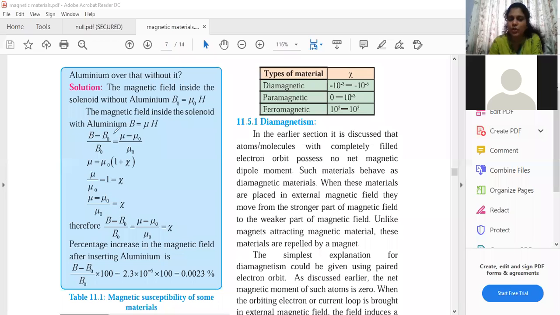And if I substitute all these formulas into this, that is B is mu into H and B naught is mu naught into H, I can take H common and cancel out, and this is what I get on the right hand side. So for every B, substitute the value. B is mu into H, B naught is mu naught into H, and even in the denominator, B naught is mu naught into H. So from the numerator, take H outside and cancel out H.